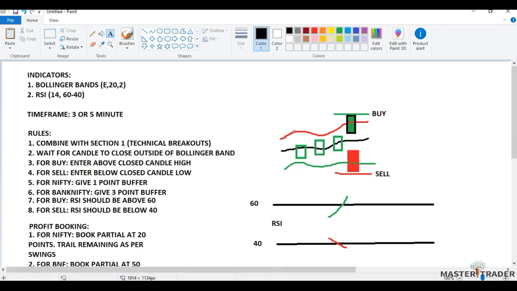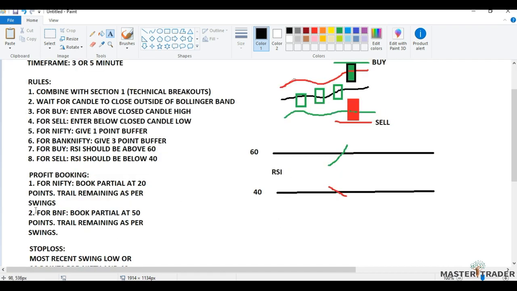Now, as I suggested in point 1, we will combine it with section 1. So we are only going to take entries provided there's some form of breakout. Breakout in terms of maybe a pattern, or breakout in terms of maybe a trend line breakout. And we'll look at that in the trade examples in the next videos.